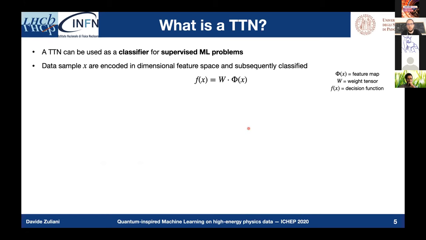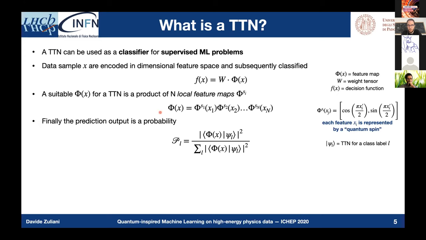As you know, a typical machine learning problem starts from data samples, X, which are encoded in a higher-dimensional feature space via a feature map. Then you also have your weight tensor, and this contraction describes your decision function. Here, we select a feature map which is a product of n local feature maps. Each of these feature maps is described in the following way. Each feature, x_i, is represented by a quantum spin. So here is the quantum inspiration.